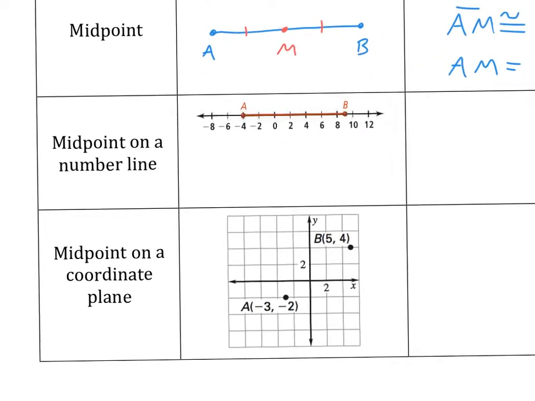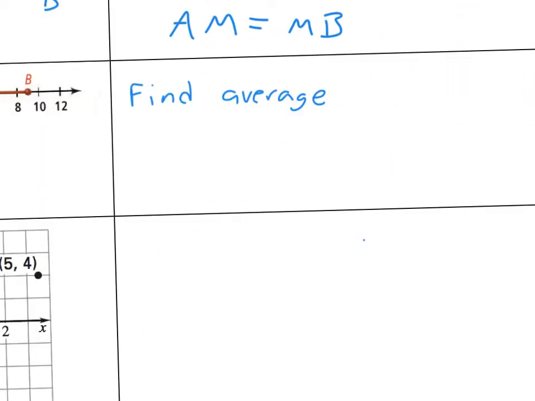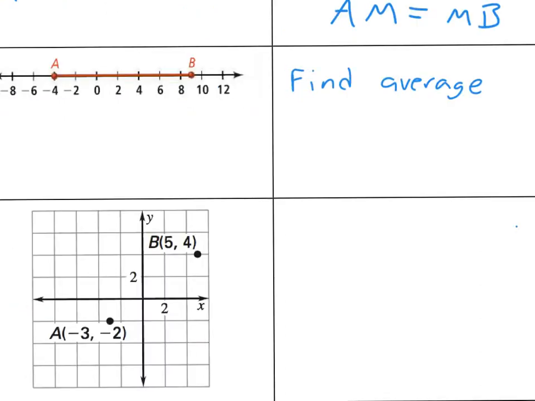Now, what about the midpoint on a number line? One way to do this is just to find the average. We add the two coordinates together and divide by 2. The other way to do it takes more work, but if you forget the formula, you could just go, I got to count these. And this is 2, 4, 6, 8, 10, 12, 13, and then you cut that in half.